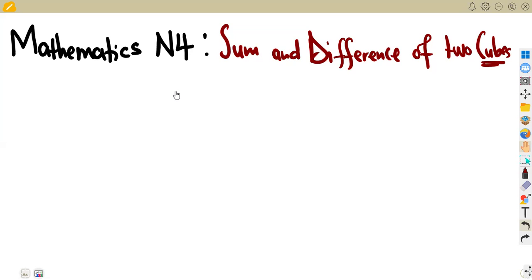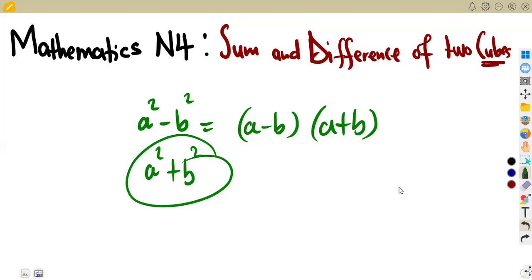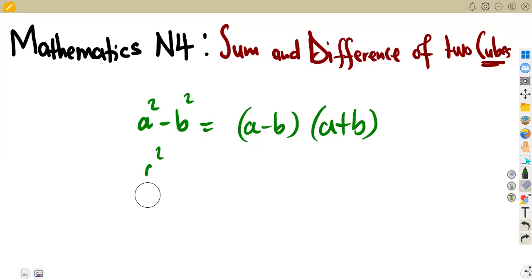This is another part that is important in our simplification, that is the sum and difference of two cubes. Remember, we have a difference of two squares from our factorization: a squared minus b squared, which is equal to a minus b into a plus b. We do not have a sum of two squares. A squared plus b squared cannot be factorized.